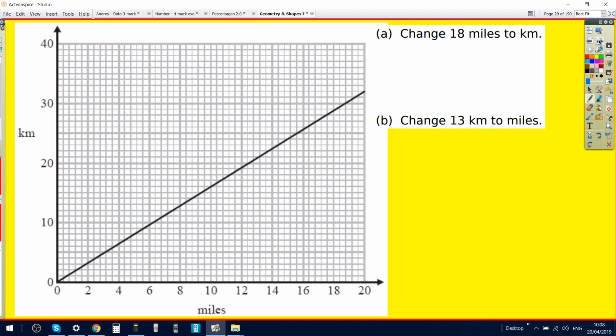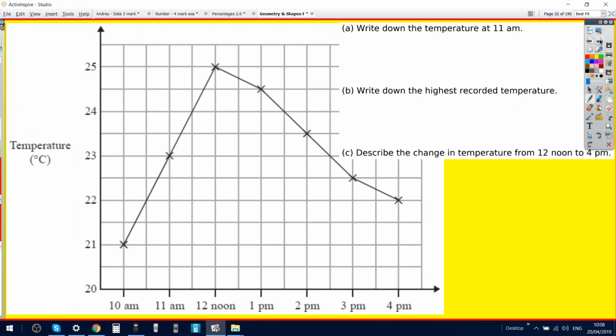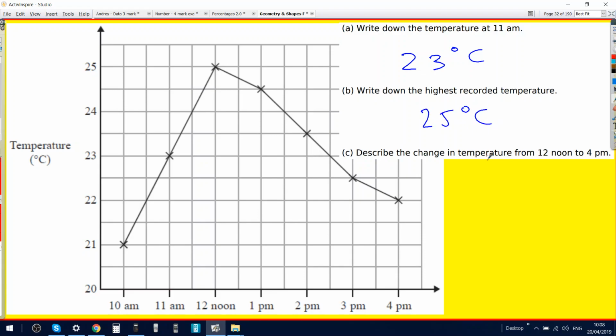Change all these. We'll do one of these. Okay. Are we in C? Just do all three. Oh, okay. So A is 23 degrees Celsius. Yeah. B is 25 degrees Celsius, and describe the change in temperature from 12 noon.